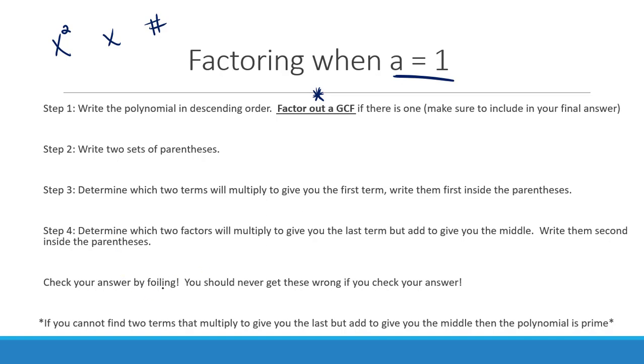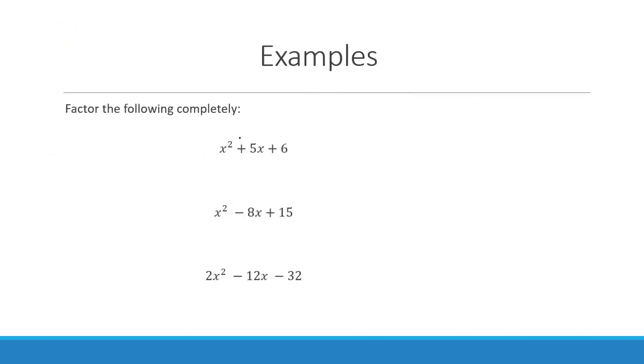You always want to check your answer by distributing or folding back out. You should never really get these wrong if you check your answer. Now, there are some cases where these are prime, so if you can't determine what multiplies to give you the last but adds to give you the middle, then that would be an example of prime. Probably this didn't mean anything to you, so let's look at some examples.